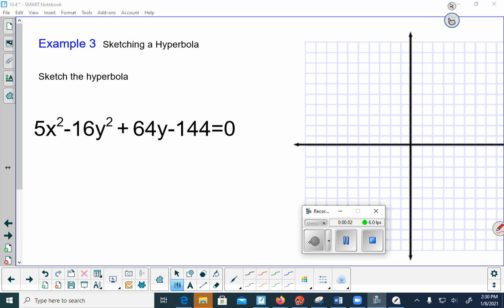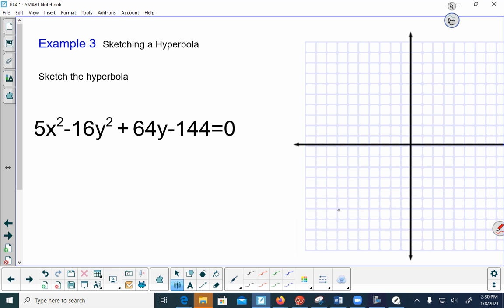Hello, this is Mrs. Ward, and I'm going to go over the last couple examples for section 10.4, graphs of hyperbolas. So let's get started with example number 3.